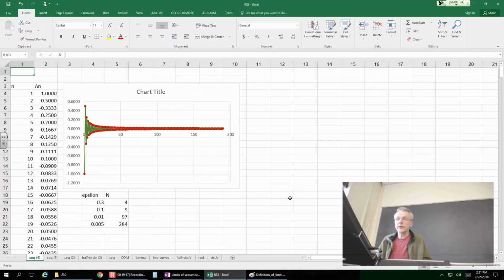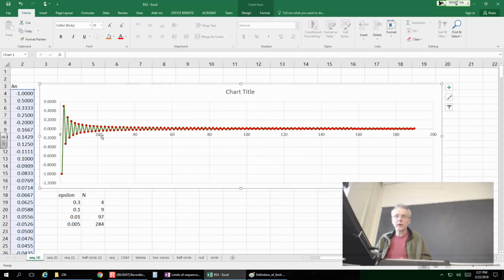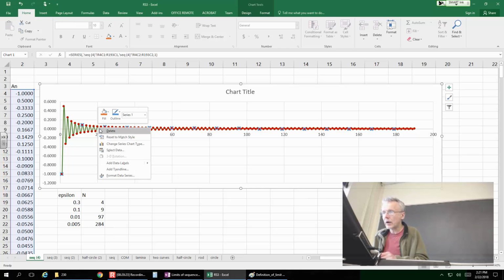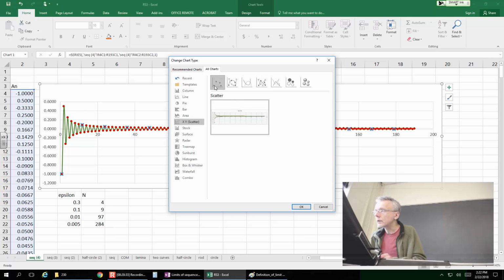So here's the sequence. As you can see, the green one is really non-informative, so I'm going to drop the green function because it just connects the dots. There's no function behind the sequence, right? There is negative 1 to the n, and there is no trig function behind it. It is just a pure sequence. That's why I want to change this chart type and remove the function from it. Scatter plot. This one.